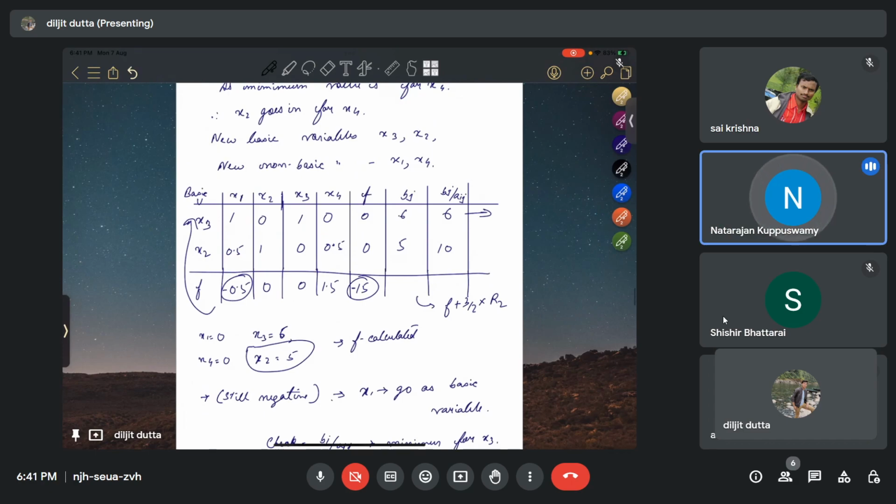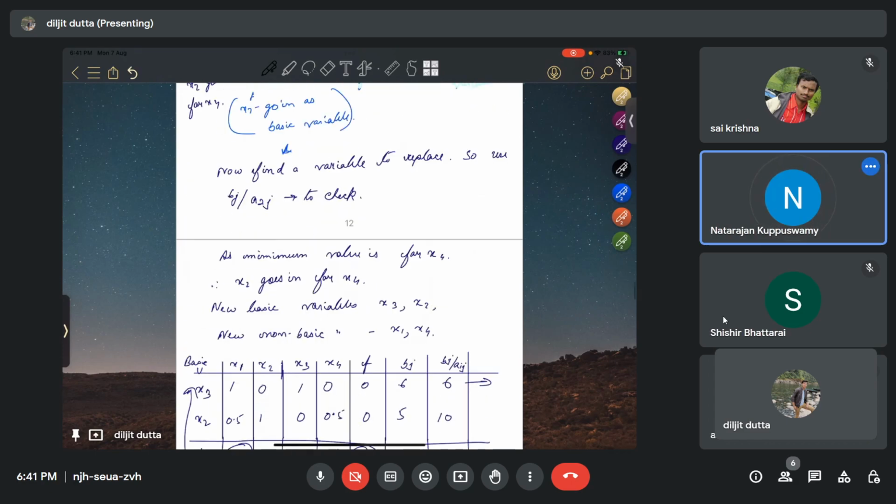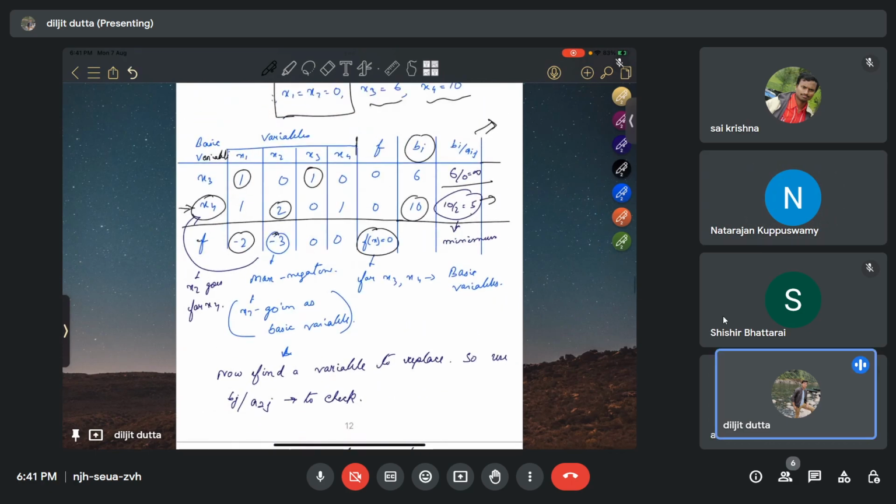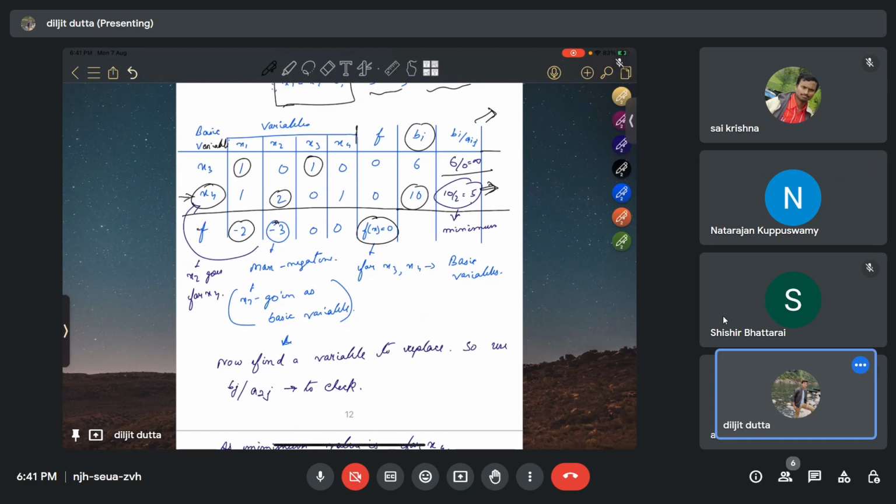Now sir, can you repeat this step once again? Okay. You understood this part, right? We have to replace x2 into the basic solution, and x4 will come into the non-basic because x2 has the smallest value of bi by aij. Okay.